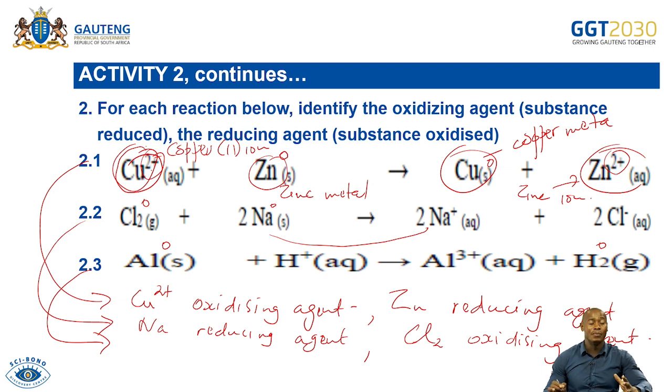So one of the two will be the oxidizing agent. One of the two will be the reducing what? Agent. Yeah? So for aluminum, you can see it's from 0 to 3. 0 to 3, there's an increase in oxidation number. It means that aluminum is being oxidized. Aluminum is losing electrons. Aluminum is the reducing agent.